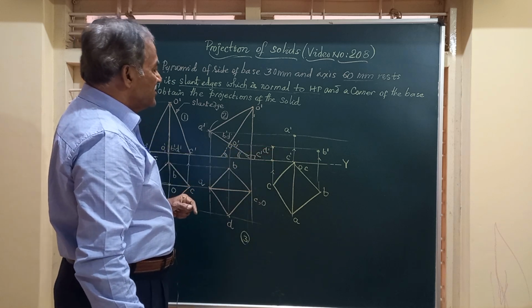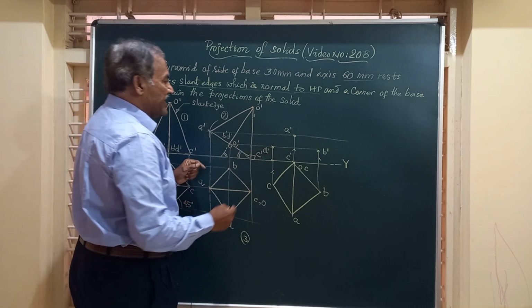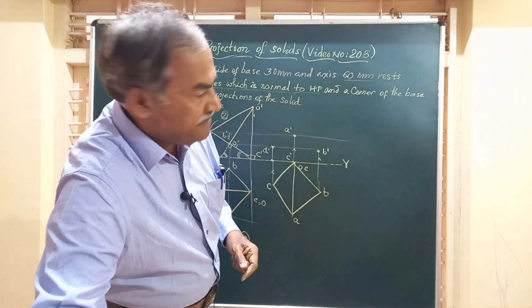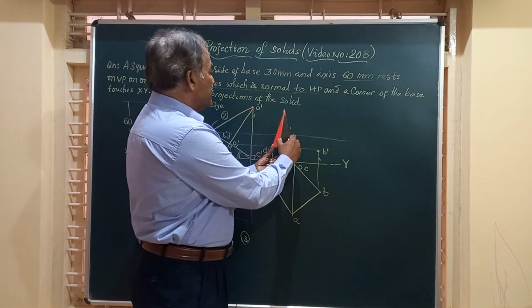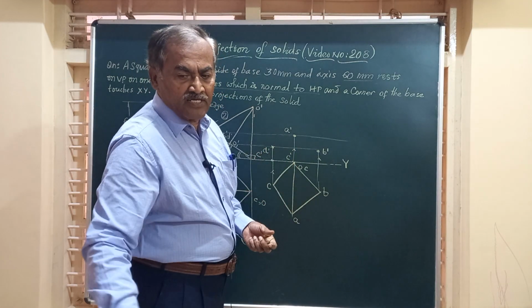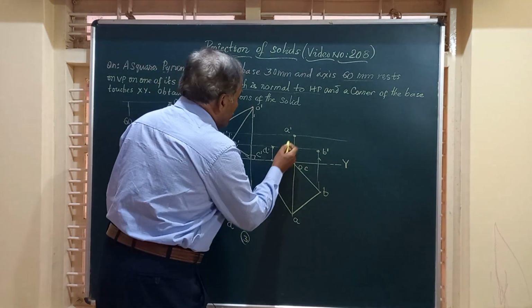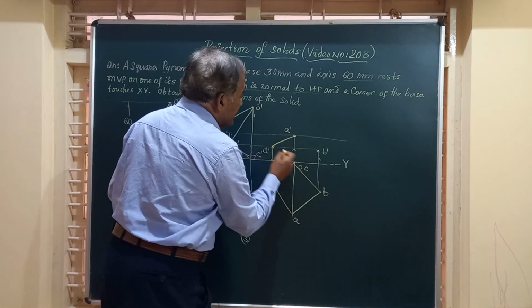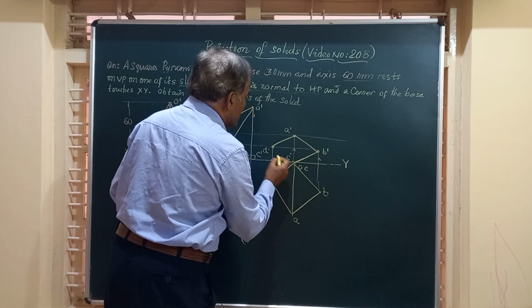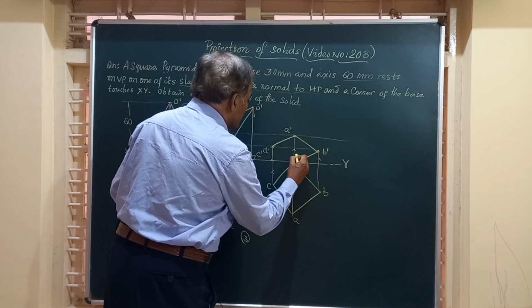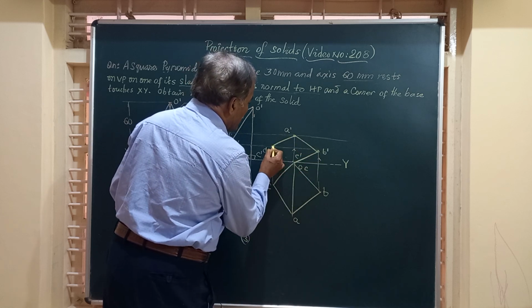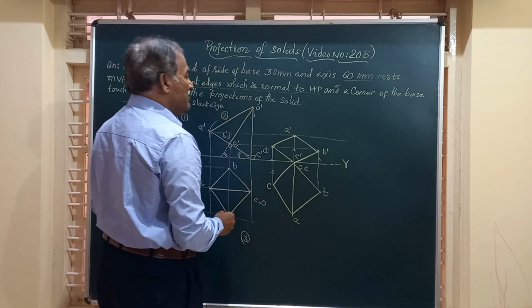And friends, join all these by straight line, because I showed you before, when this pyramid is resting on a slant edge on VP, the complete base is visible in the front view. So I will join A dash to D dash, A dash to B dash, B dash to C dash, and C dash to D dash. So you got A, B, C, D, all the four corners of the base.